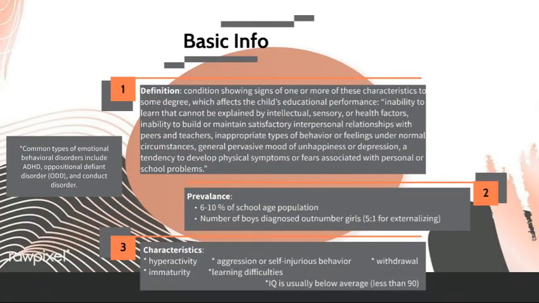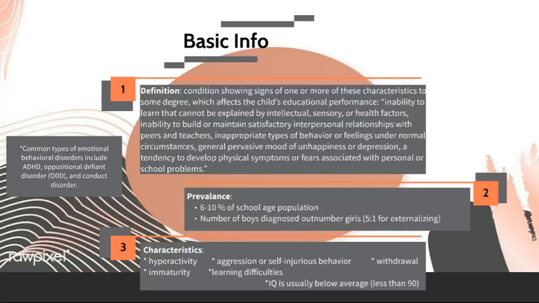So diving into the definition, this is a condition showing one or more of these characteristics: an inability to learn that cannot be explained by intellectual, sensory, or health factors; inability to build or maintain satisfactory interpersonal relationships with peers and teachers; inappropriate types of behavior or feelings under normal circumstances; a general pervasive mood of unhappiness or depression; or a tendency to develop physical symptoms of fear associated with personal school problems. So this comes from the IDEA website if you would like to know where that's sourced from.